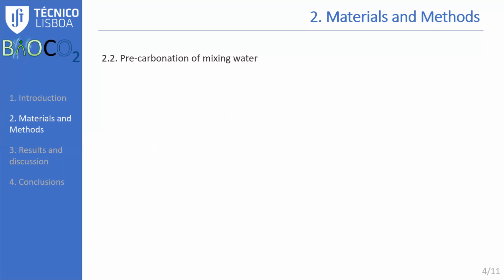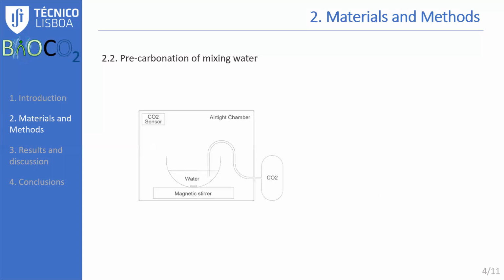The precarbonation of the mixing water was achieved using an airtight chamber with a CO2 supply which was connected directly into the water. The water was initially fully carbonated by providing an atmosphere of 80% CO2 for 20 minutes. Preliminary tests indicate that the pH of the water stabilized at 4.3 once it reached the 20 minutes of carbonation, indicating full carbonation of the water.